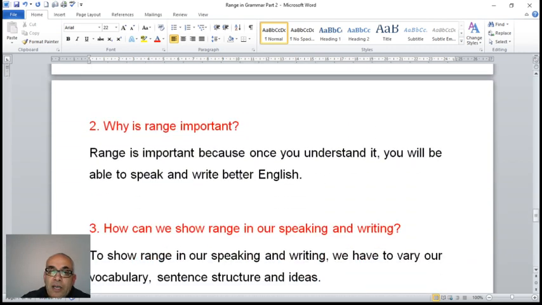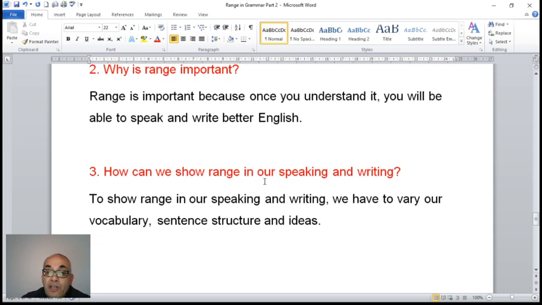Now, why is range important? Range is important. I think I explained this 2 or 3 times in this video, and I'm going to repeat again, because once you understand it, once means when. Once you understand it, you will be able to speak and write better English. How can we show range in our speaking and writing? Again, to show range in our speaking and writing, we have to vary our vocabulary. Vary means write different vocabulary, and vary our sentence structure and ideas.